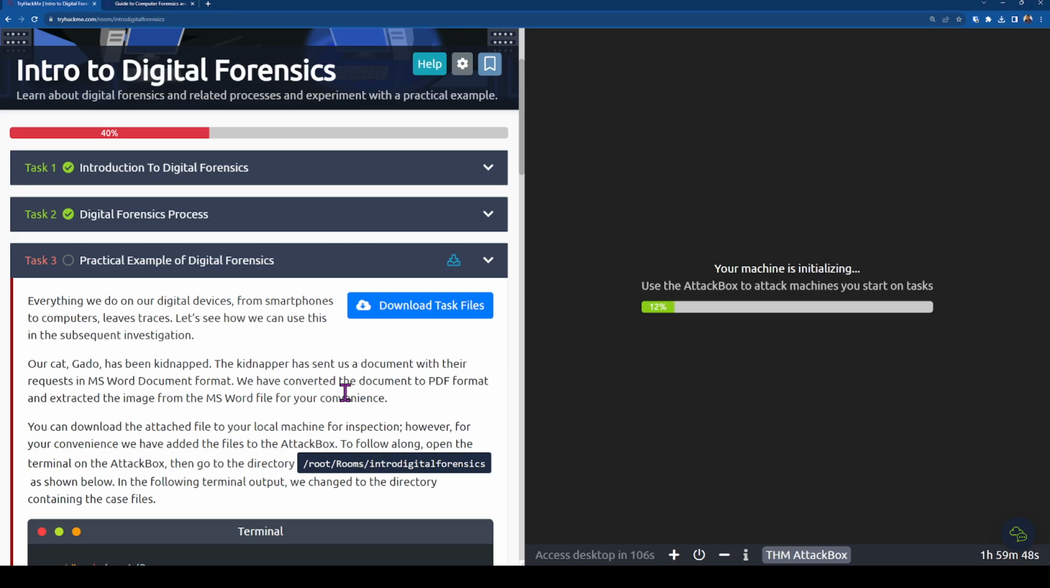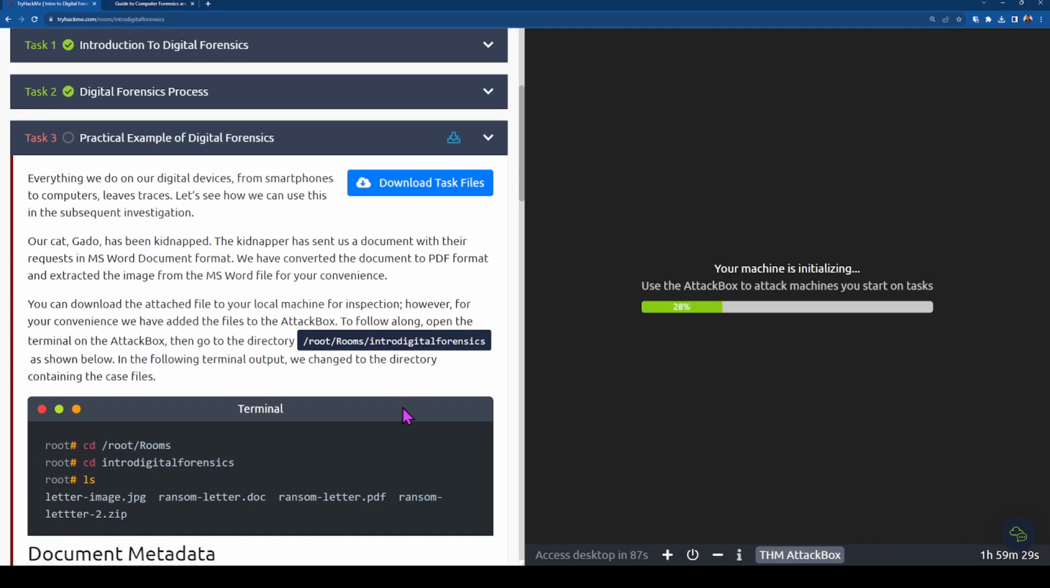Okay, so we have now our practical example of digital forensics. Everything we do on our digital devices, from smartphones to computers, leaves traces. Let's see how we can use this in the subsequent investigation. Our cat, Gatto, has been kidnapped.